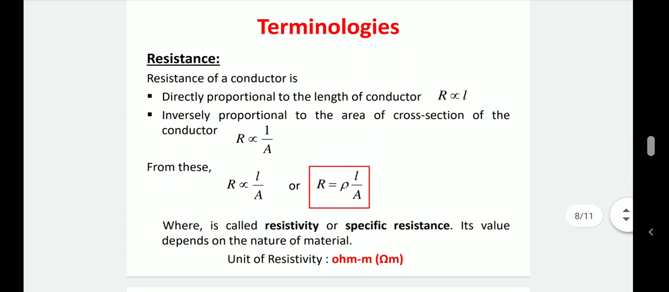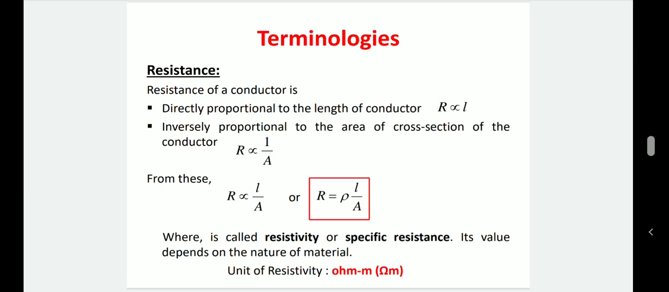And then next, resistance depends on which factors? The resistance of a conductor is directly proportional to the length of the conductor. That means whenever the length of the conductor or length of the wire increases, resistance increases. Whenever length decreases, resistance decreases. Then resistance is inversely proportional to the area of cross section of the conductor. That means when the area of the conductor increases, resistance decreases.